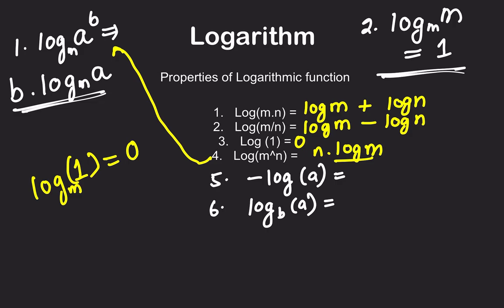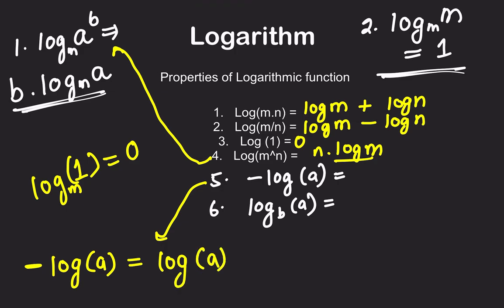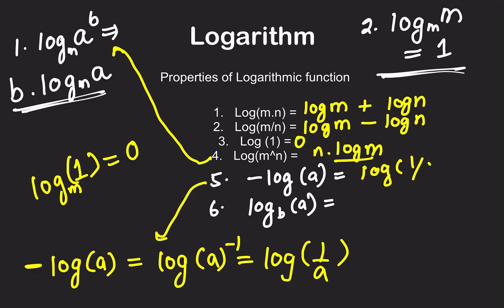Fifth property I am writing here. Minus of log a. Can I write it like this? Log of a raised to power minus 1. Using property number 4, where the power could come in the front and it also could go back. So this is equal to log of 1 by a. Any problem? No. So this is log of 1 by a.